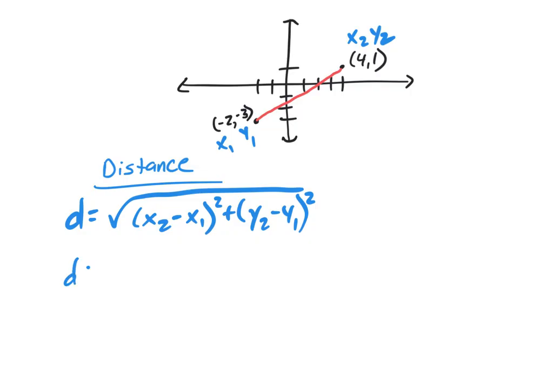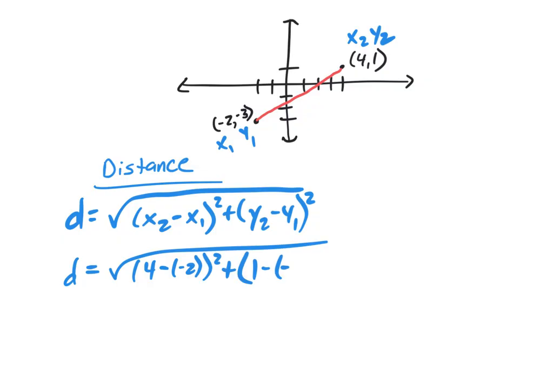We're going to take those 4 numbers and plug them into the formula. So we're taking x2 minus x1. Really watch your signs here. We're going to do 4 minus negative 2, squared. And then we're going to do 1 minus negative 3, squared.